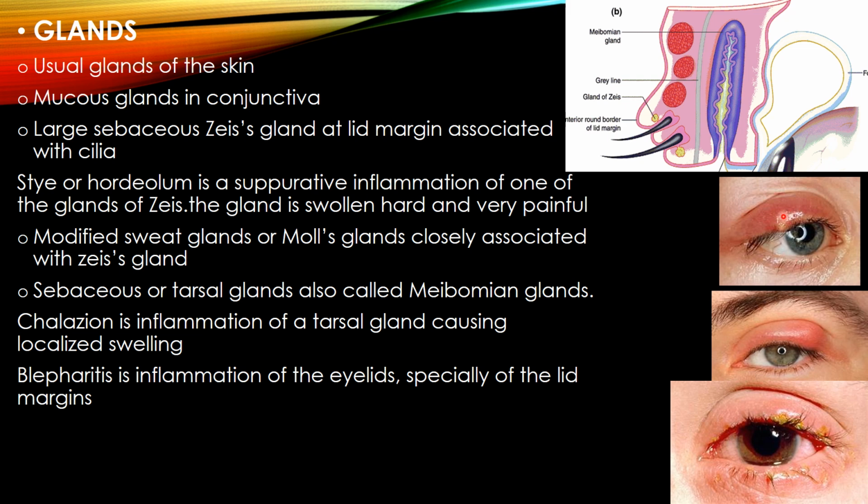Then we have modified sweat glands, or the glands of Moll, closely associated with the glands of Zeis. Then we have sebaceous or tarsal glands present in the tarsal plate, also called meibomian glands. Chalazion is the inflammation of the tarsal gland, causing localized swelling. Blepharitis is the inflammation of the eyelid, especially the lid margins.